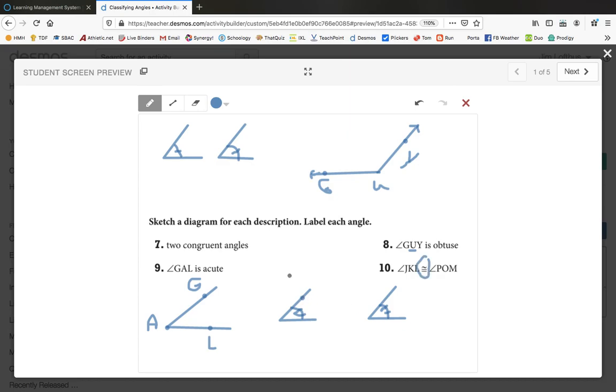And now I'm going to have to put a J, K right here. K is the middle letter, so it has to be the vertex. And L. And this one will have to be a P. An O, M. The P and the M could switch, the J and the L could switch, the G and the L could switch, the Y and the G could switch, but the middle letter has to be the vertex.